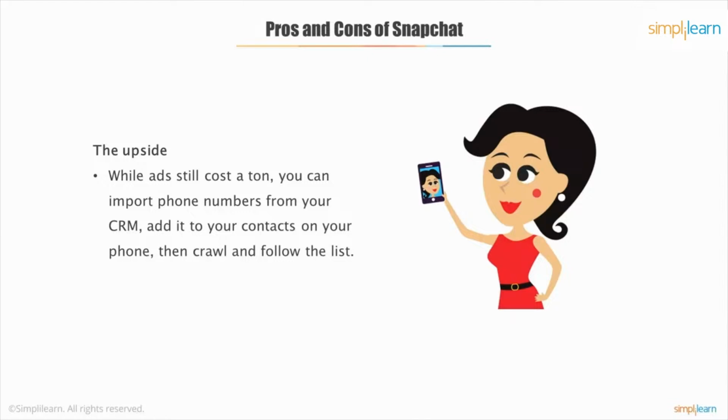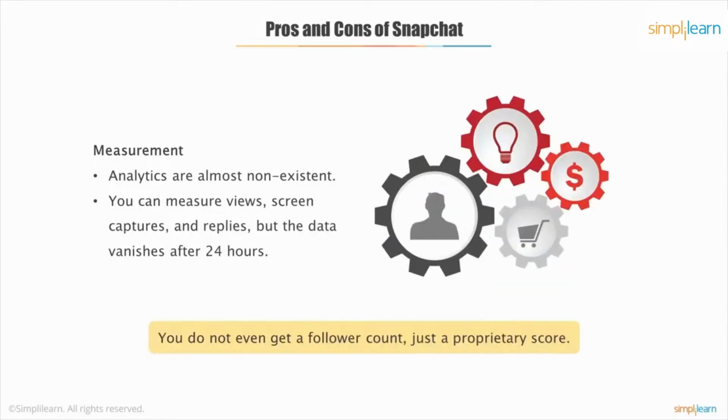Now, what a lot of businesses are doing, especially smaller ones that maybe have a couple thousand contacts instead of databases of millions, is that you can import the phone numbers from your CRM into the contacts of your phone and then let Snapchat crawl those contacts and follow the list. And that can be a good starting point. Again, for those smaller brands, it's a great way to get in there pretty easily and set up those starting points without necessarily having to pay for all the ads.